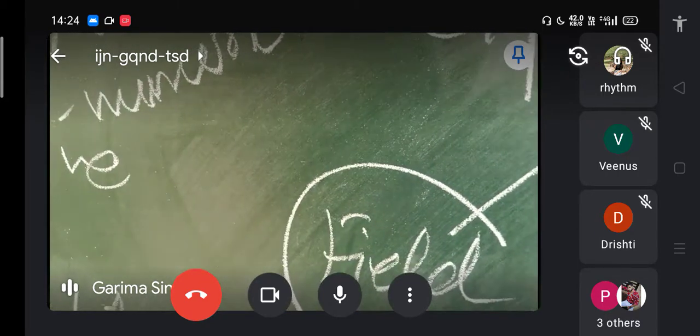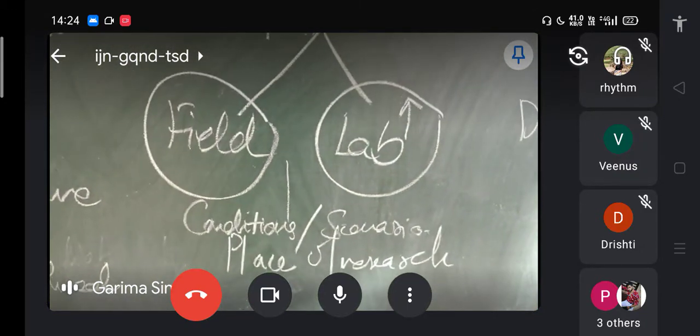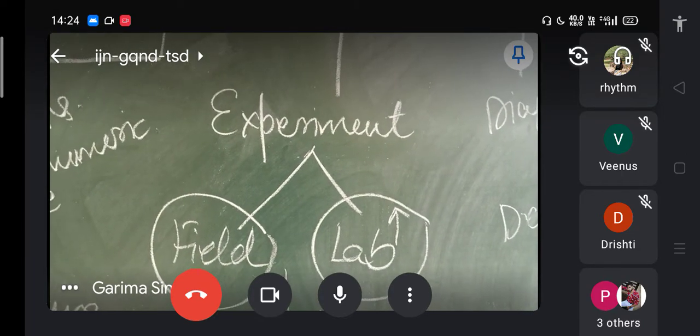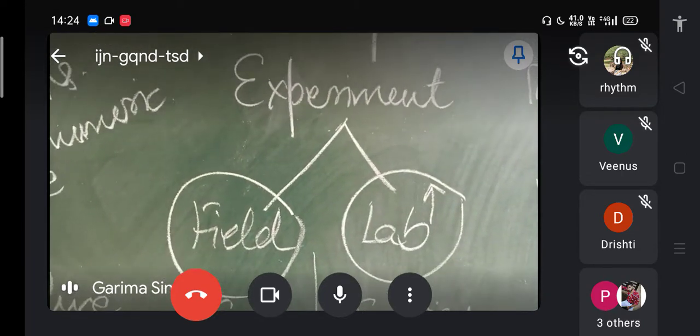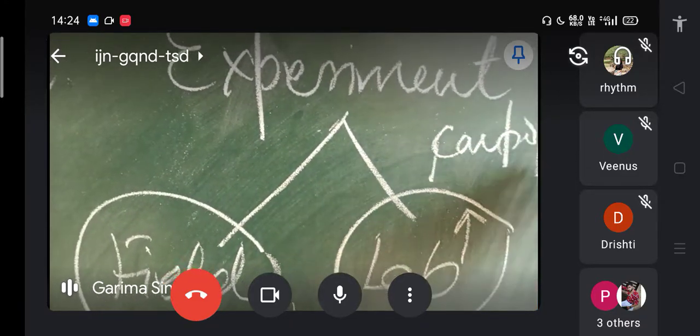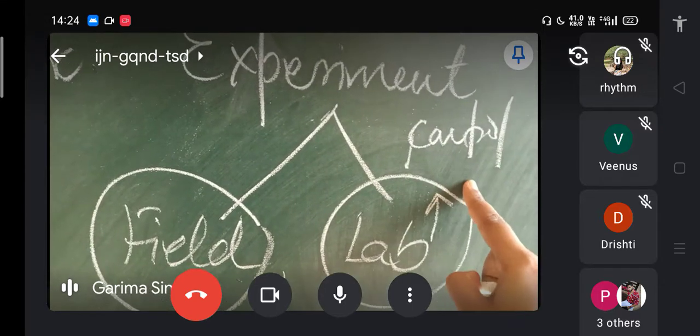In this way, based on what your environment and condition is, you also divide research. The only difference that you have here is, here you have control. So you can also say that this is on the basis of control of the researcher. Here you have control, here you have no control.